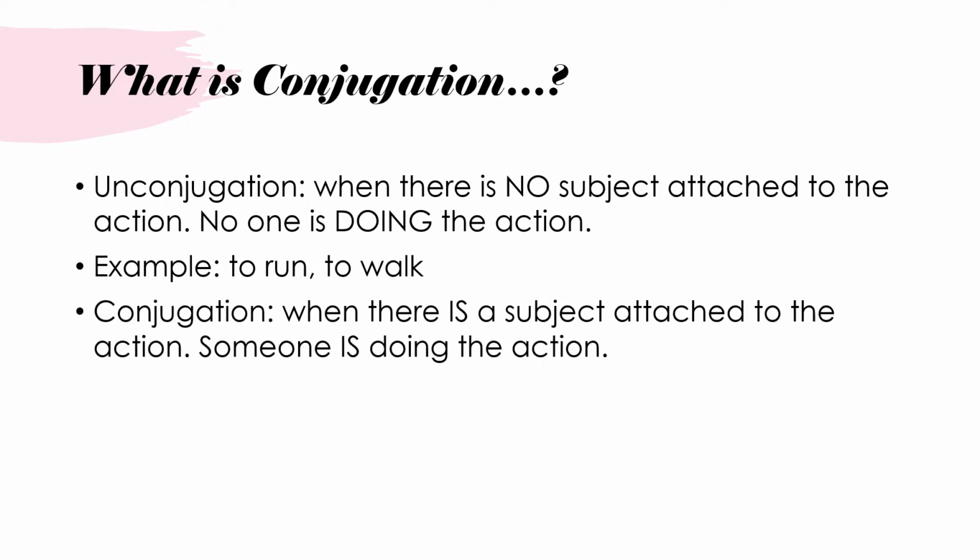Conjugation is the opposite. So when there is a subject attached to that action, someone is doing it. So if we want to switch this around, we want to take to run, we'll say Bob runs or Jane walks. So we have, for my example here, she runs, he walks. Now there's somebody doing that action, meaning it's conjugated. Now this doesn't make a whole lot of sense because English is a little bit weird in its conjugations. However, it makes a lot more sense in Spanish when we see it broken down. But as long as you get this idea that a conjugated verb is a verb that has somebody directly attached to it, somebody's doing that action, and an unconjugated verb is when there is nothing attached to it.